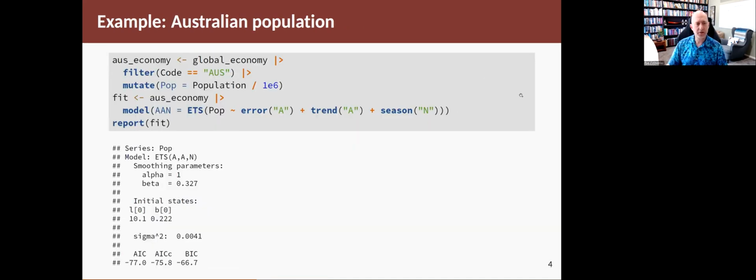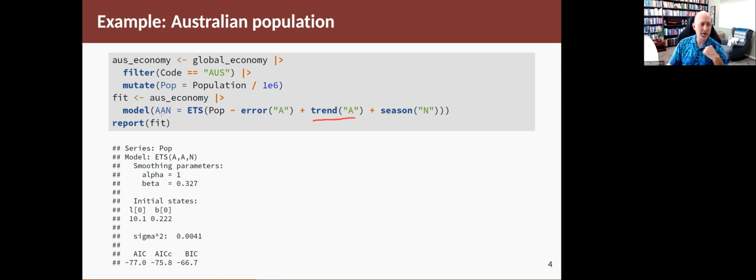Here's the R code to fit that model. We take the global economy data, filter out the Australian part, and change the variable to be in millions just to make the graphs better. We'll call that pop for population. The code for fitting the model is very similar to the code for fitting simple exponential smoothing. We just have to add in the trend being additive like that.